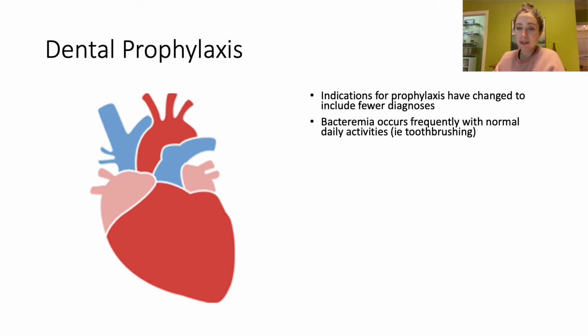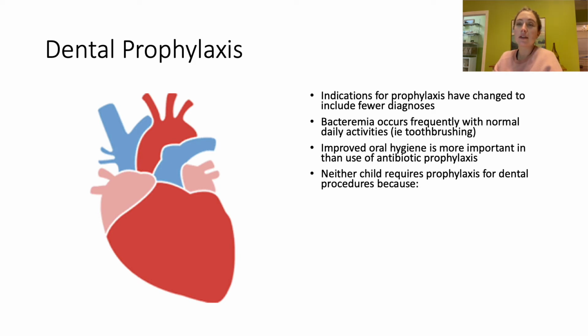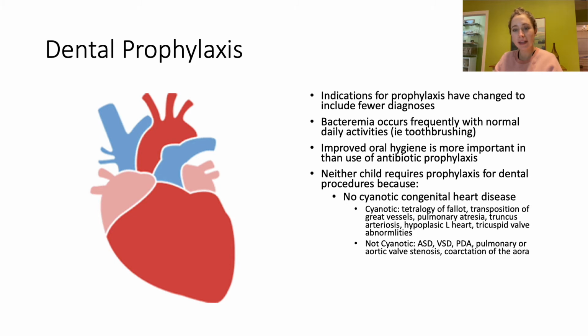Bacteremia occurs frequently with normal daily activities, so that includes toothbrushing. So if we're not giving kiddos antibiotics every time they brush their teeth, then the argument is, why do they need it for other routine dental work in a dental office? Improved oral hygiene is more important than the use of antibiotics. And neither child in this situation requires the antibiotic because they don't have any cyanotic congenital heart disease.